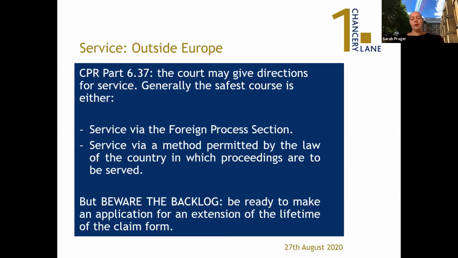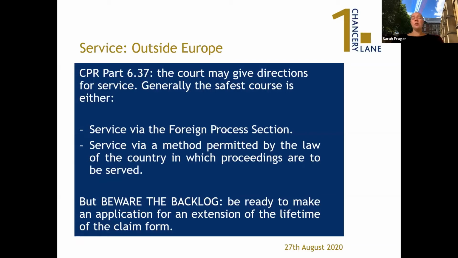When you are applying for permission to serve outside, the court ought to give you directions for service and ought to give a direction as to timeframes within which the defence has to be filed. I think the safest thing to do is always to serve via the foreign process section. And the reason for that is that it means that if anything goes wrong, it's not your fault. Because if you send your proceedings properly to the foreign process section, and they're really, really helpful, they'll tell you what you need to send, they just deal with it.